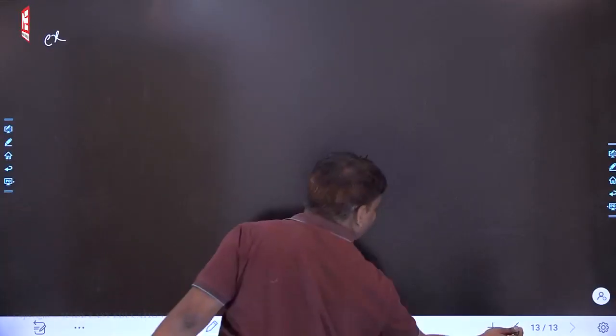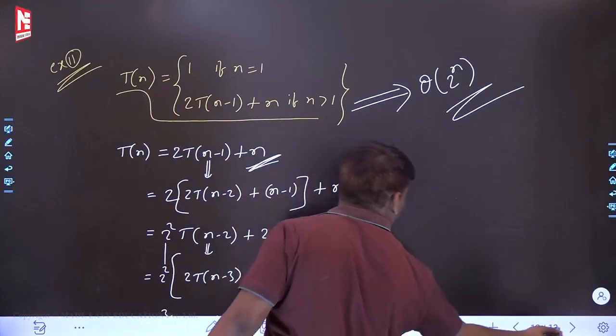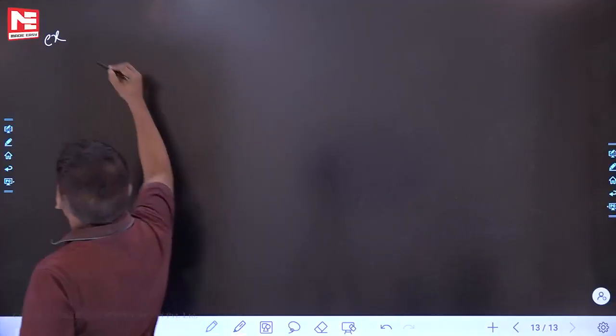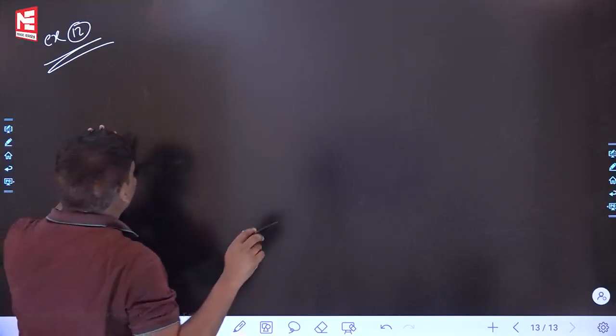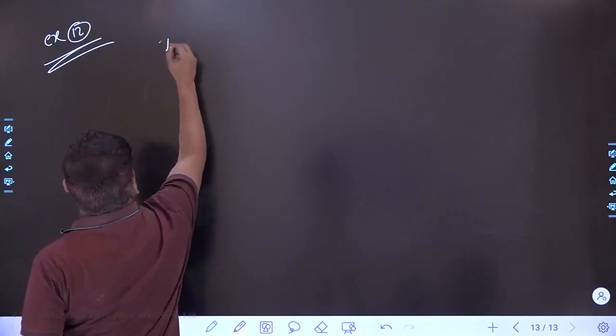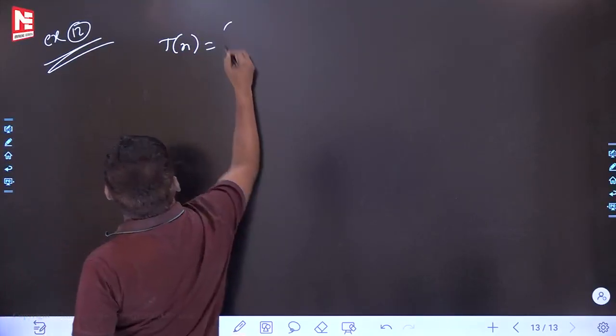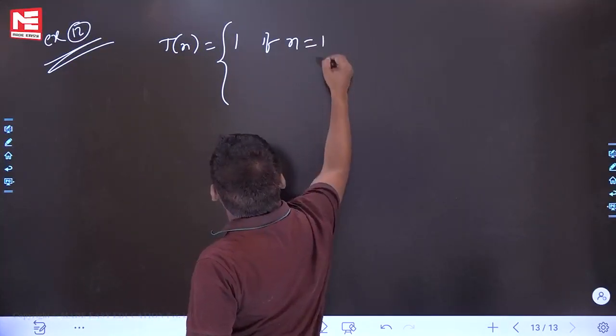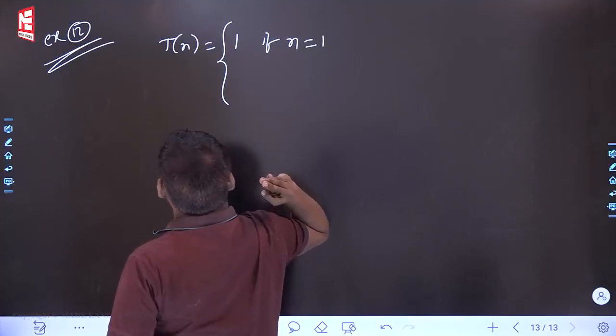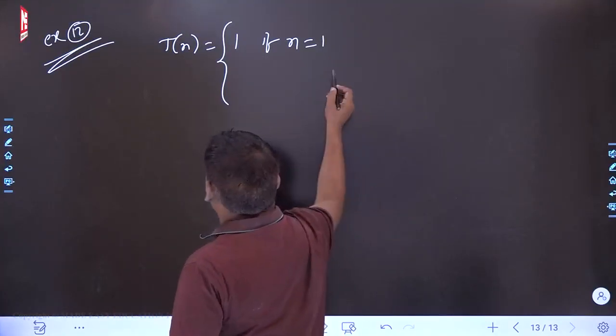So what is the previous problem? Number 11. Now 12. Example 12. See this also. Very small problem. One small thing I left out. I want to cover that also. See this one. T(n) is equal to 1 if n is equal to 1. That's fine. Now next one.